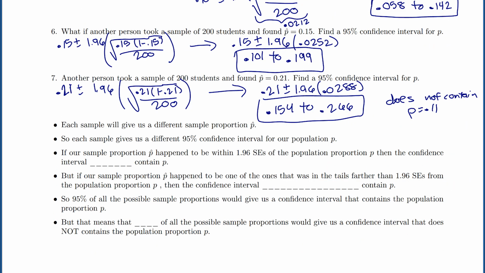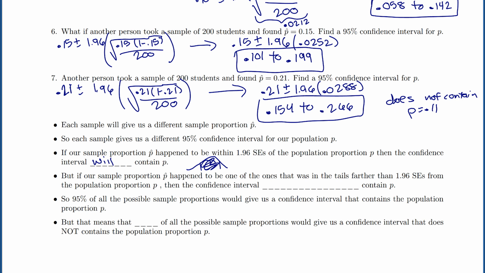So, let's look at our theory here. Every different sample would give us a different sample proportion, p hat. So that means every sample gives us a different 95% confidence interval for our population proportion p. If our sample proportion p hat happens to be in the middle, within 1.96 standard errors of the population proportion p, then the confidence interval will contain p. So that's for all of the values that are here in the middle. They're so close to our population proportion that their confidence interval will contain the population proportion p.